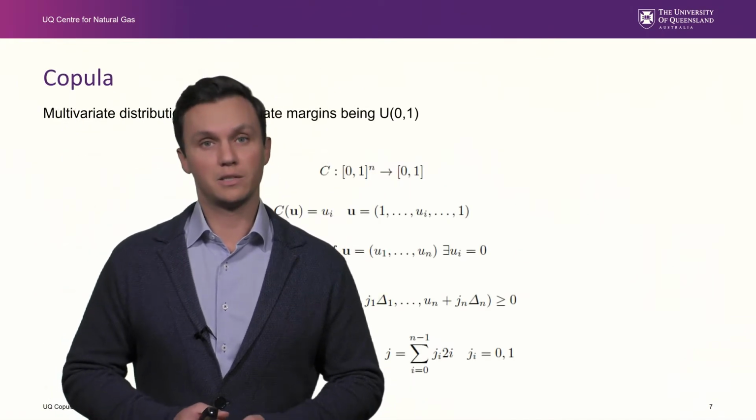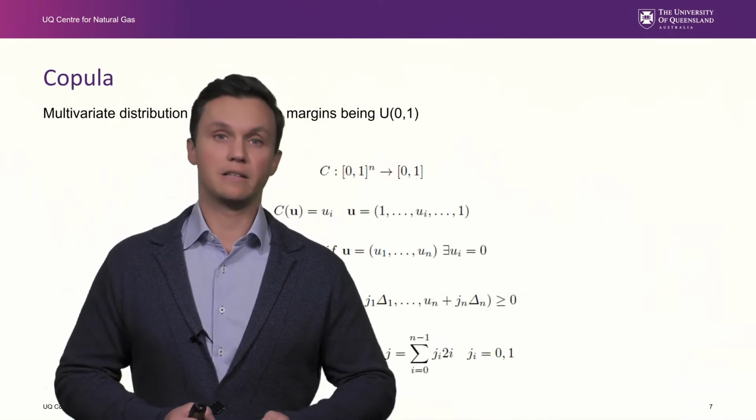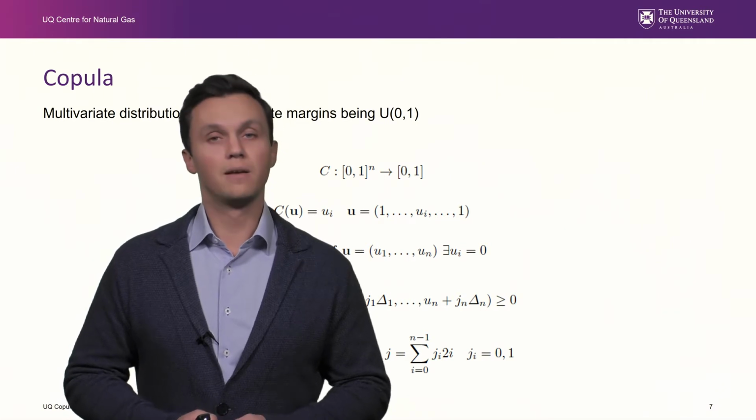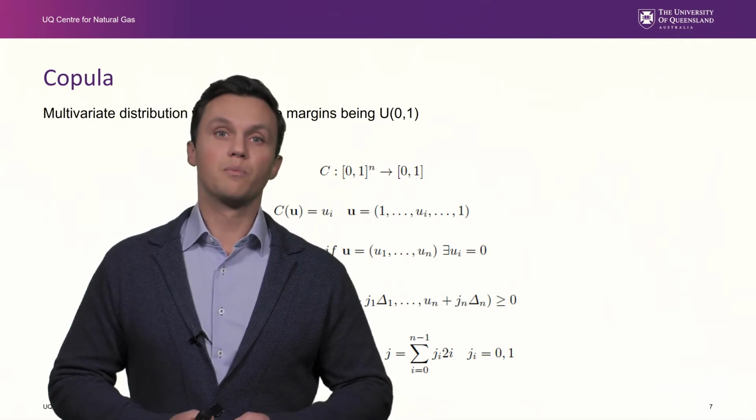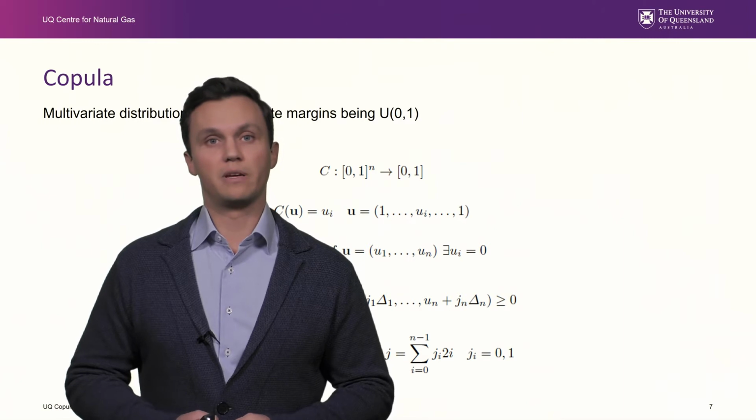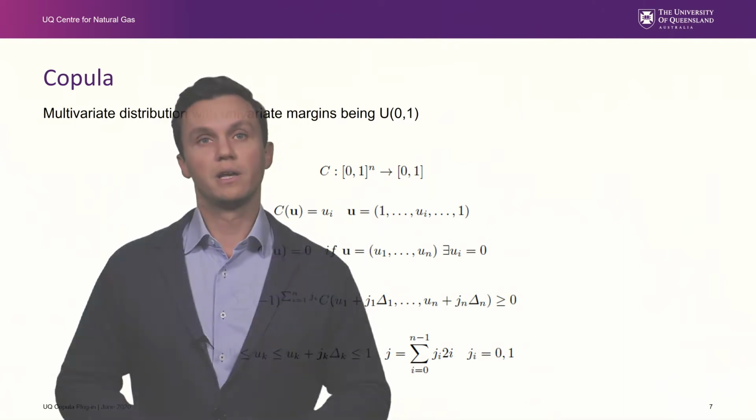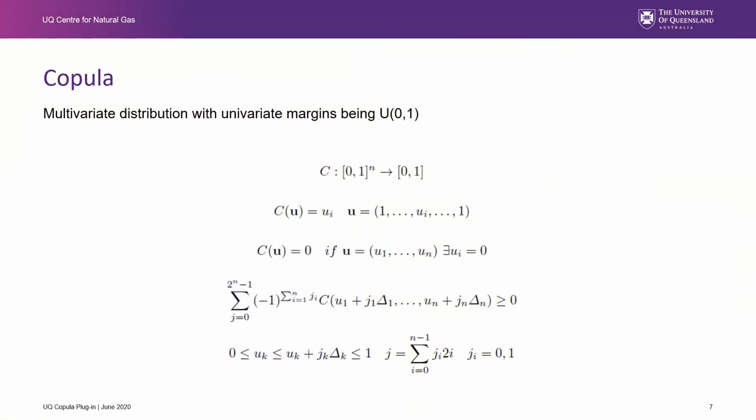However, there's a tool which is able to do that, and this tool is called a copula. A copula is basically just a very specific type of a multivariate distribution function, with its univariate marginals being uniformly distributed between 0 and 1. A copula is defined on an n-dimensional unit hypercube, and it fulfills all the requirements for a distribution function.